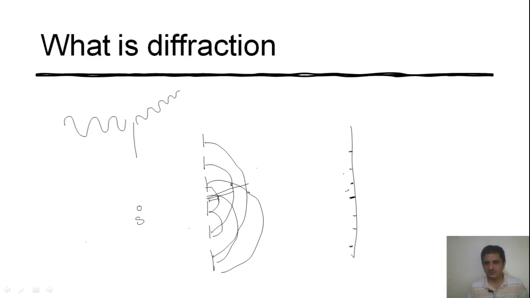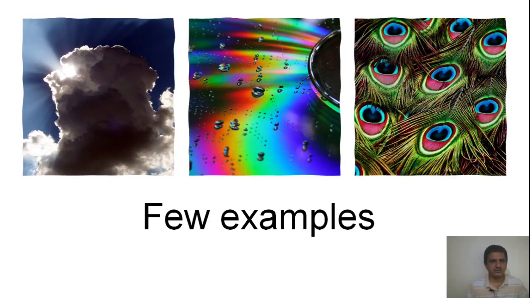The intensity of the central spot is maximum. This one is less intense, this is still less intense, and this is still less intense. So this is what is happening in diffraction. These are a few examples of the diffraction effect.